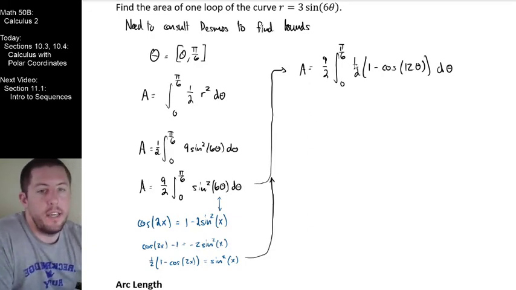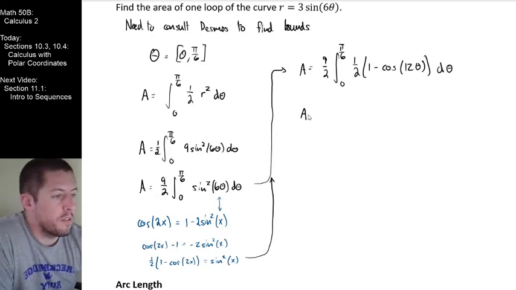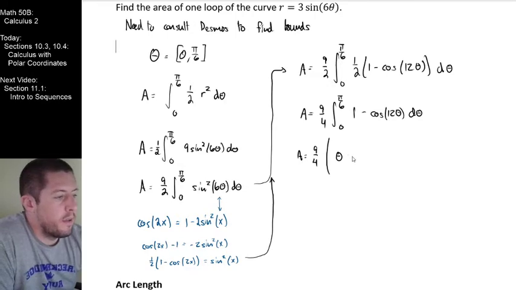So some things I can see. One, I'm clearly going to factor this 1/2 out front, so we're going to get a 9/4. And now I think we can go ahead and integrate 1 minus cosine of 12 theta, d theta. All right, so doing my integration now, this is going to give me 9/4 times the integral of 1, d theta, which is just theta.